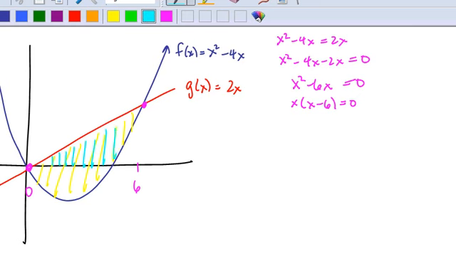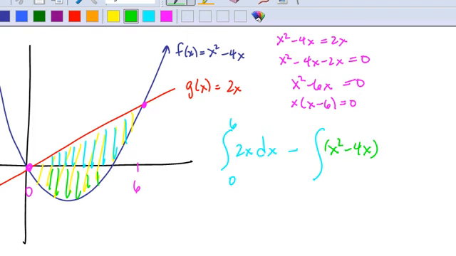I've got the area of this one, which is the integral of 2x dx between 0 and 6, minus the other one, which is this area. So it's the integral of x squared minus 4x dx between 0 and 6. And the reason it's minus is because this is negative area, so when you subtract it, it turns positive, and that allows you to calculate the whole area.